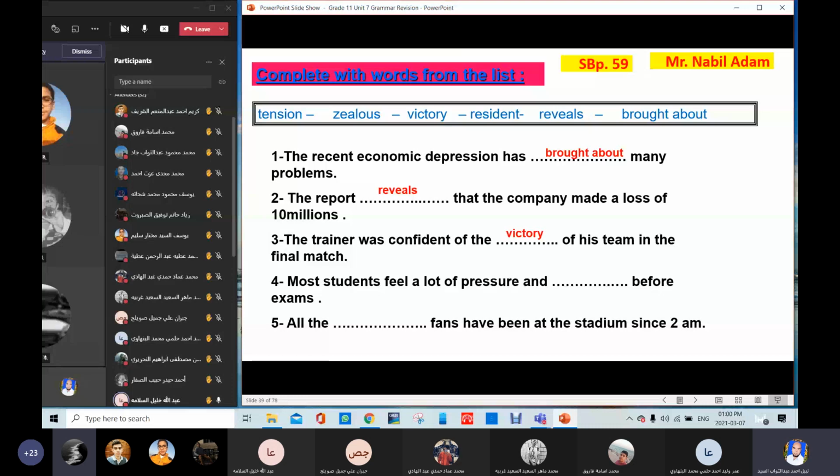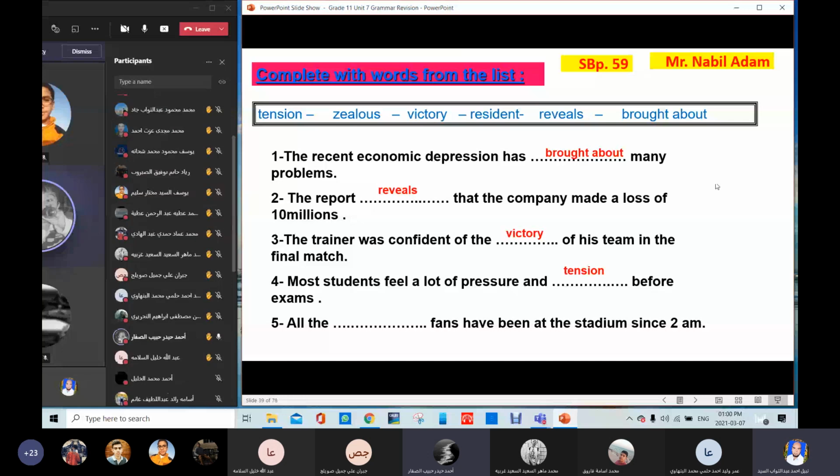All the zealous fans have been at the stadium since 2 a.m. Zealous, very good. What does it mean, Ahmed? Zealous: having or showing passionate or enthusiastic feelings. Yes, showing passion, we can say excited. So all the zealous fans, they were very excited.